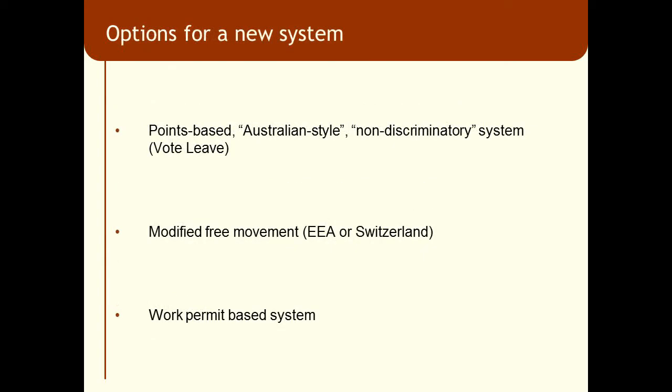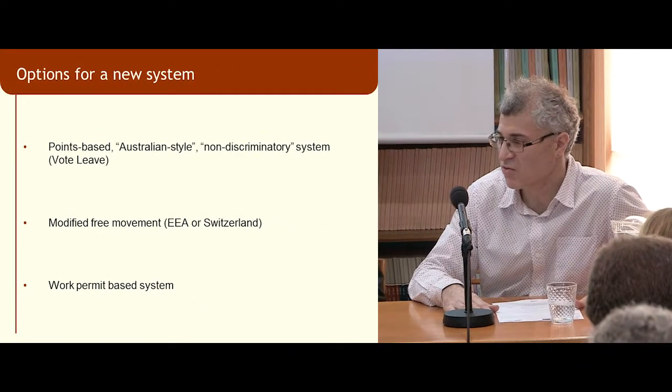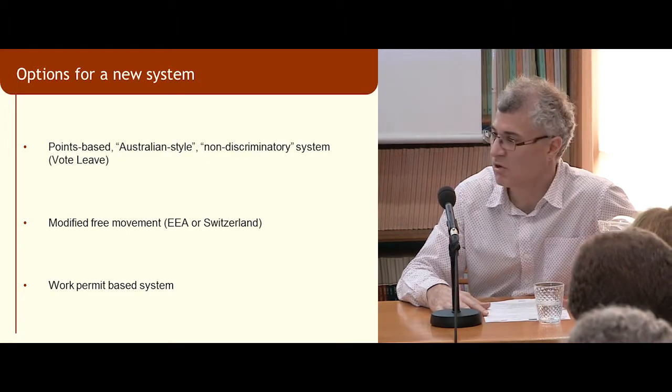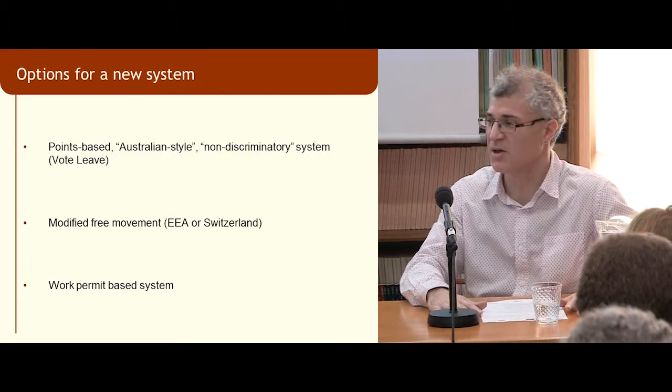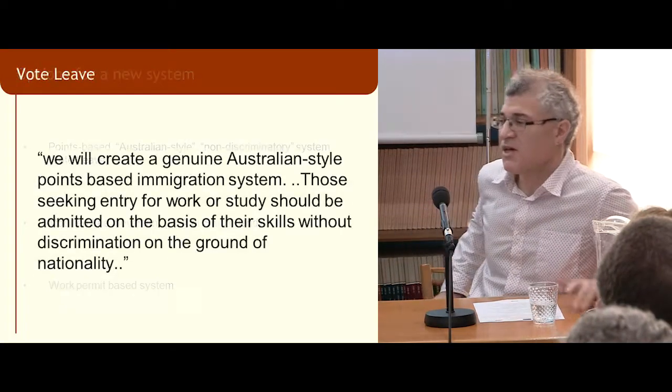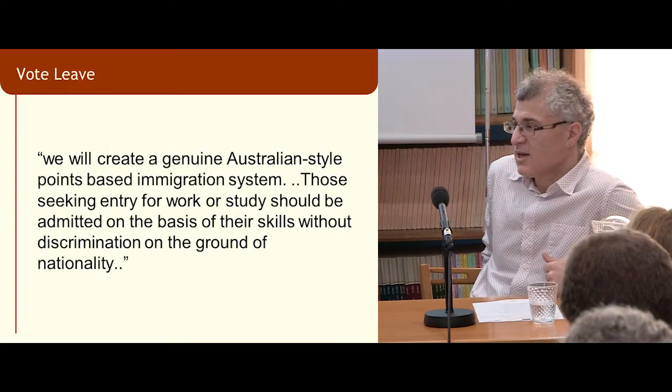So what then are the options for the new system? I think there are three. At least before the referendum, there were three possible options for a post-Brexit immigration system that were on the table. Let me go through each of them. So this was the Vote Leave proposal.